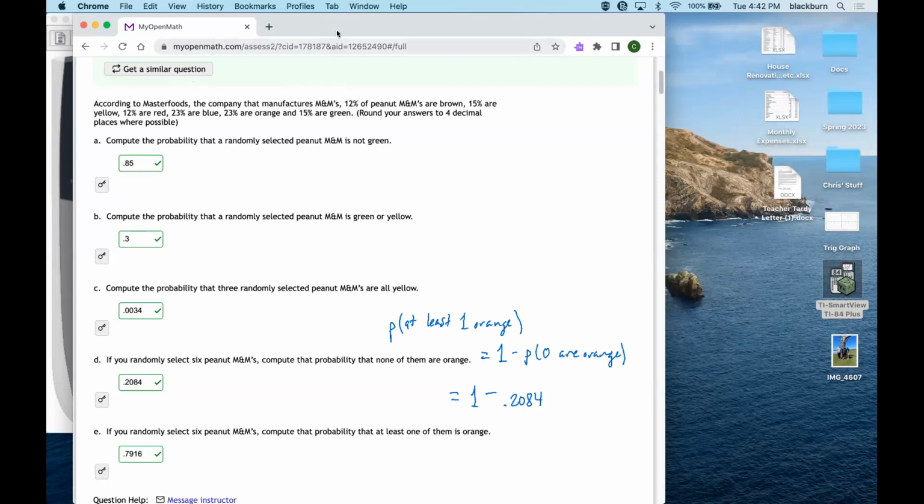For A and B, how would we calculate it? Would we have to add all the percentages up and then subtract the not green or yellow? For A and B, yeah. Compute the probability that a randomly selected peanut M&M is not green. So 15% are green, right? That would mean 85% are not green. So then we would just put 0.85. And then compute the probability that a randomly selected peanut M&M is green or yellow. Well, 15% are yellow and 15% are green. So that makes 30% that are yellow or green. That's where the 0.3 comes from. Okay, thank you.